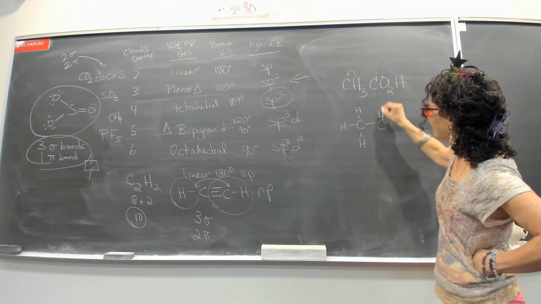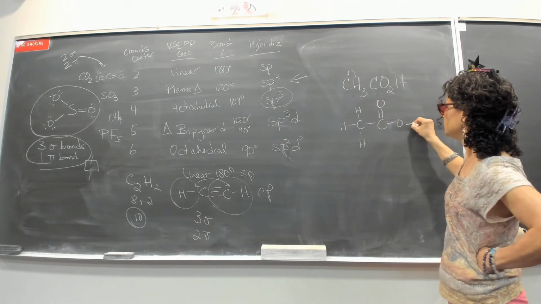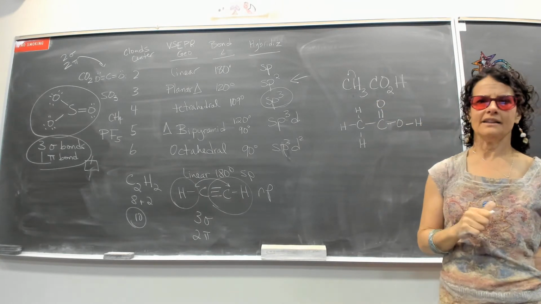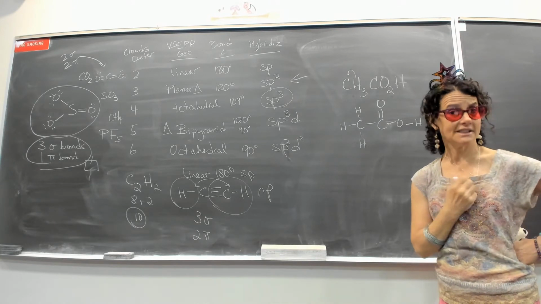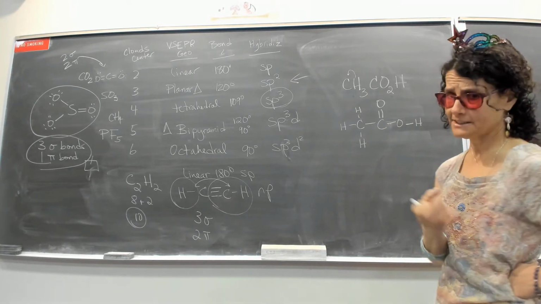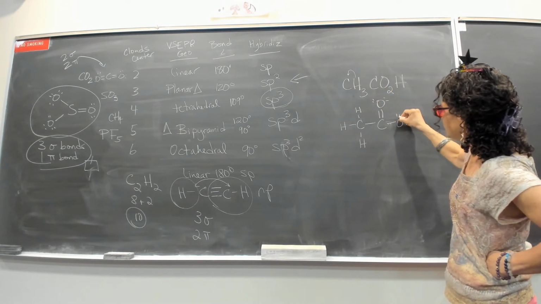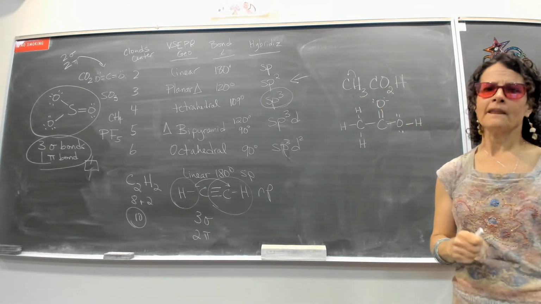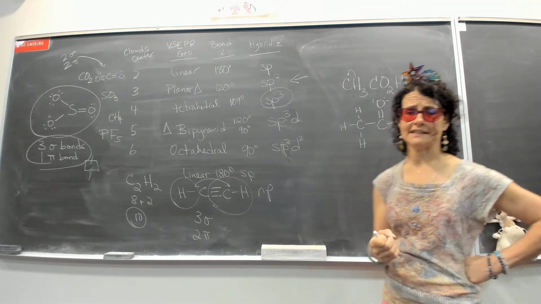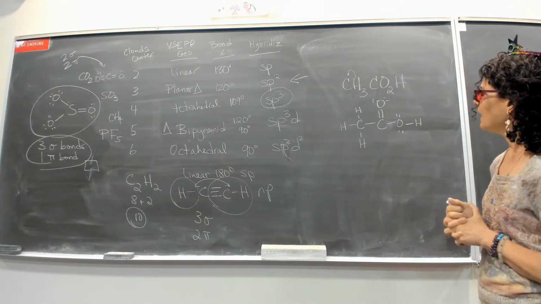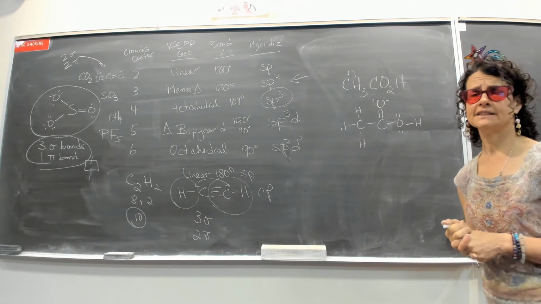So what's going to happen is we're going to have to double bond one of the oxygens. And then we have an OH. And so this is a carboxylic acid. This is acetic acid, which is in vinegar. And if you counted your electrons, you can put your dots on your oxygen. In organic chemistry, we don't show the dots. It's a structural formula. But we're going to go ahead and describe this.